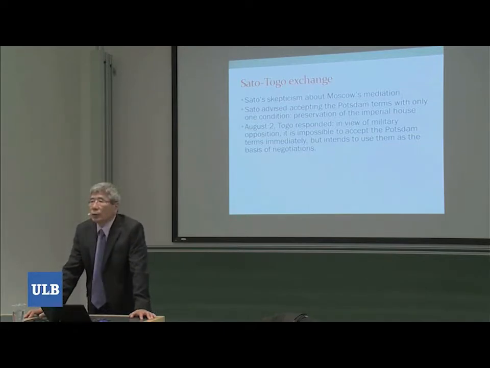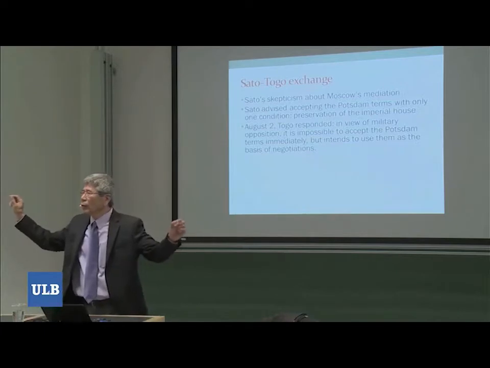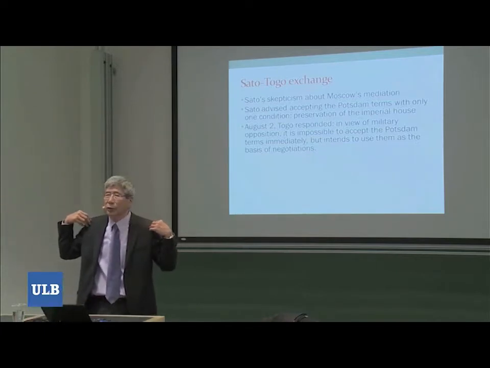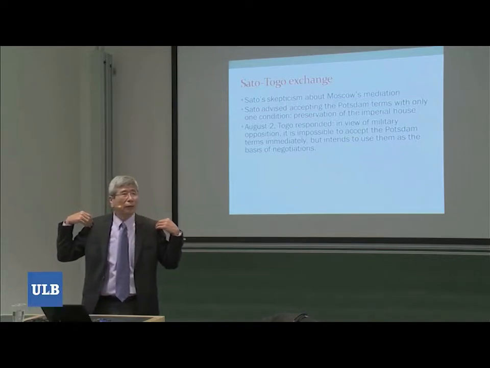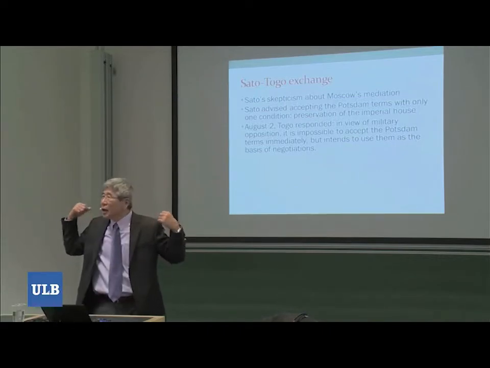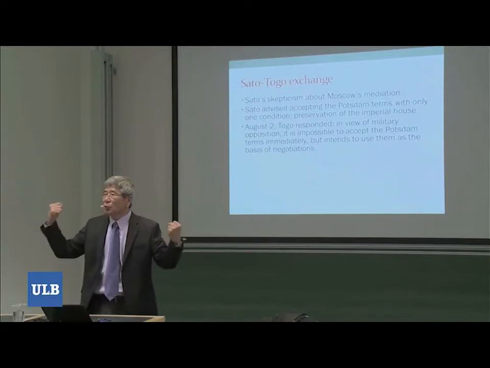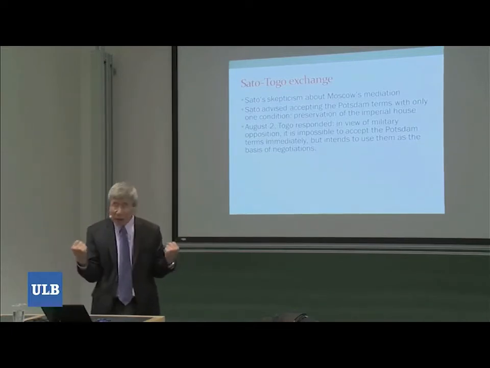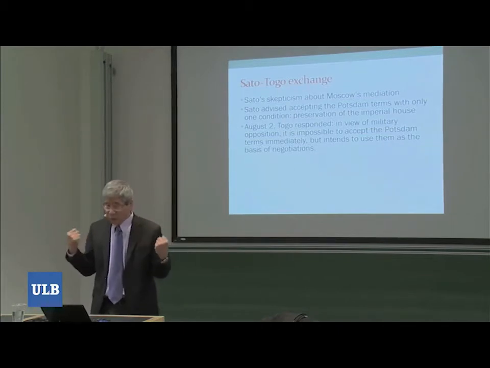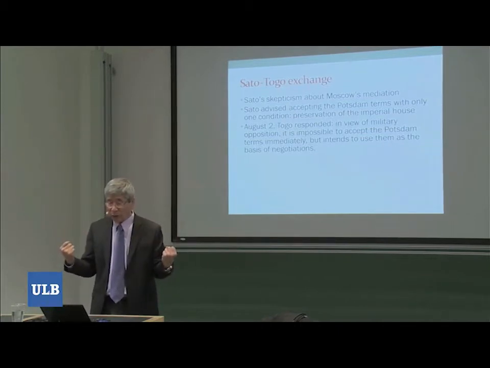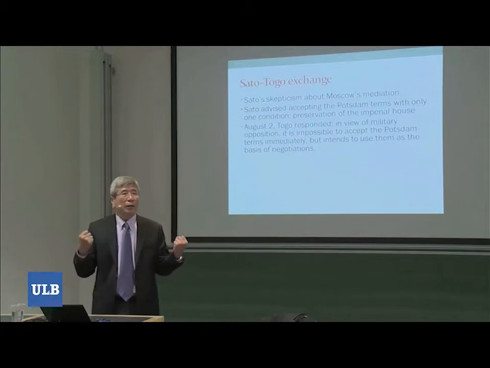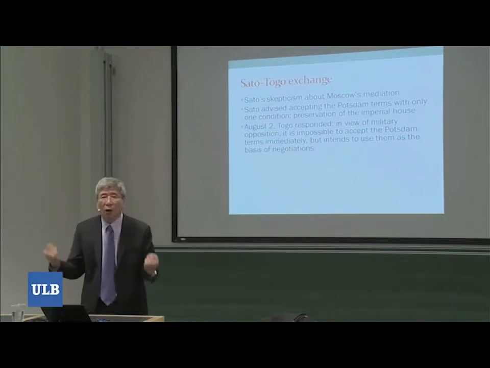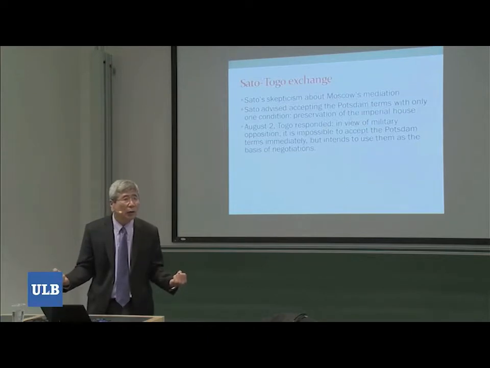On August 7th, Togo responded to Sato: you don't understand the complication of the domestic situation. I had to deal with the military, right? It is very, very difficult. You cannot really accept the Potsdam terms immediately, right? But he says, I am prepared to go to Moscow, right? And I intend to use the Potsdam terms as a basis of negotiation.